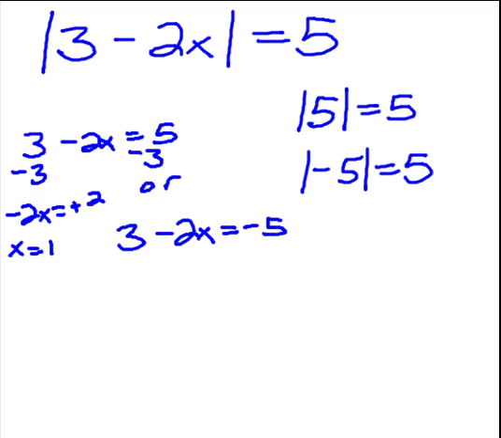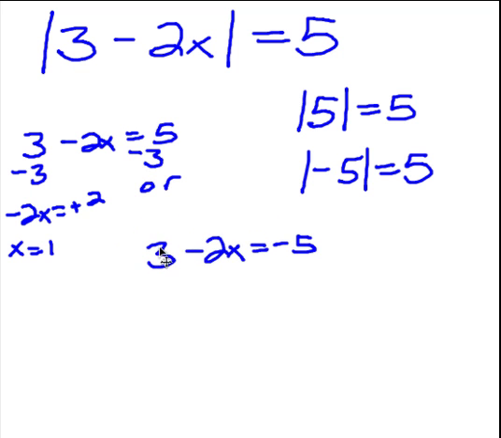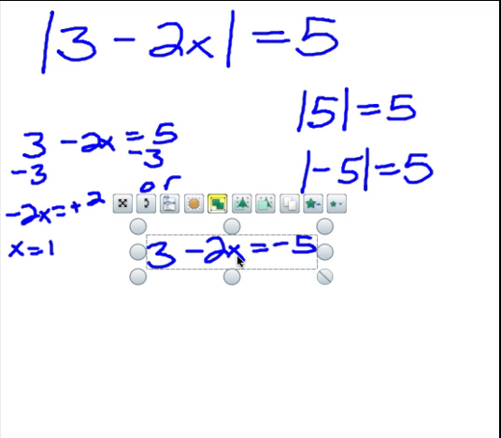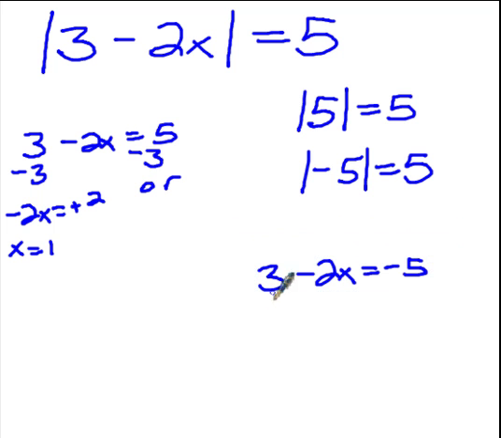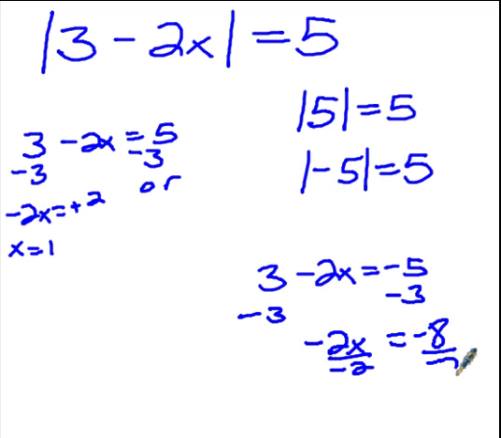Okay, let me move the second one over just a little bit here, because it's kind of in the way, so we'll move that and work on this one now. So I subtract 3 again. I get negative 2x equals negative 8. Divide by negative 2, I get x equals 4. So these are my two solutions to this absolute value equation, and it's pretty cool.